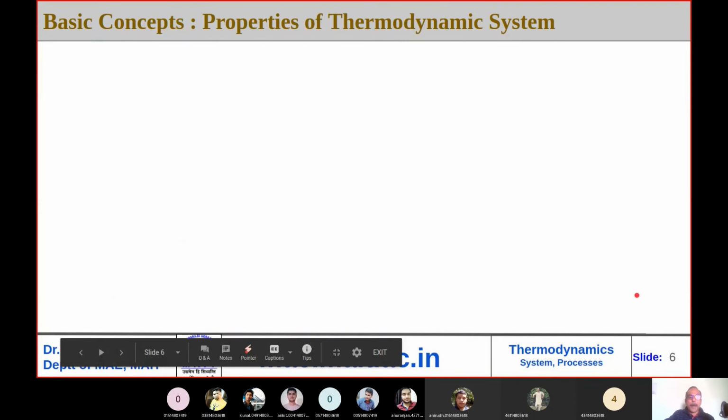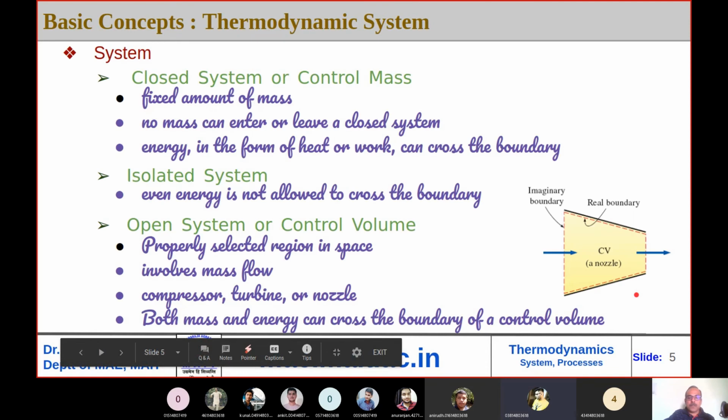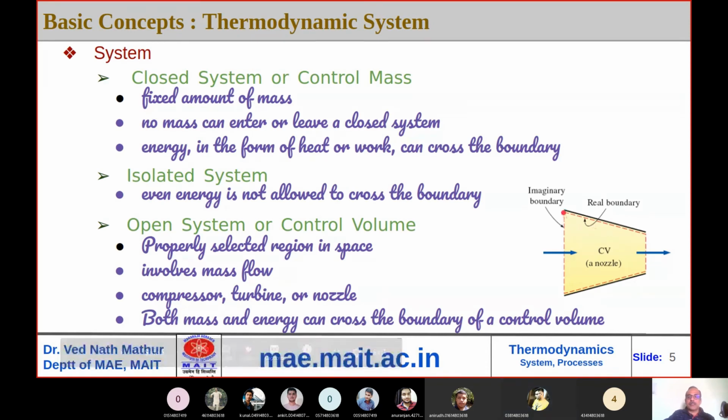Sir, why is an open system called a control volume? Because our focus of study is on a fixed region in space.